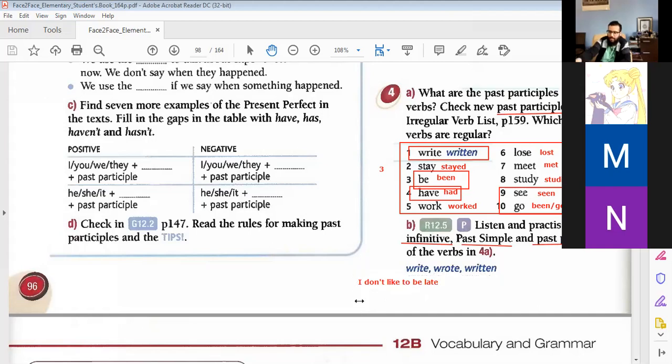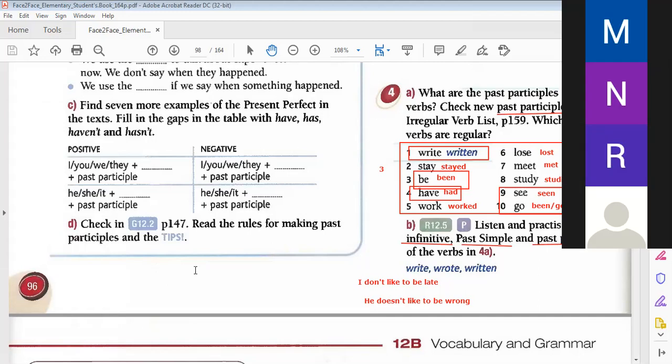مثلا أحمد he doesn't like to be wrong. He doesn't like to be wrong. لا يحب أن يكون مخطئا. أنا لا أحب أن أكون متأخرا. أن يكون فهي في الصيغة الأصلية أو المصدرية الكينونة.